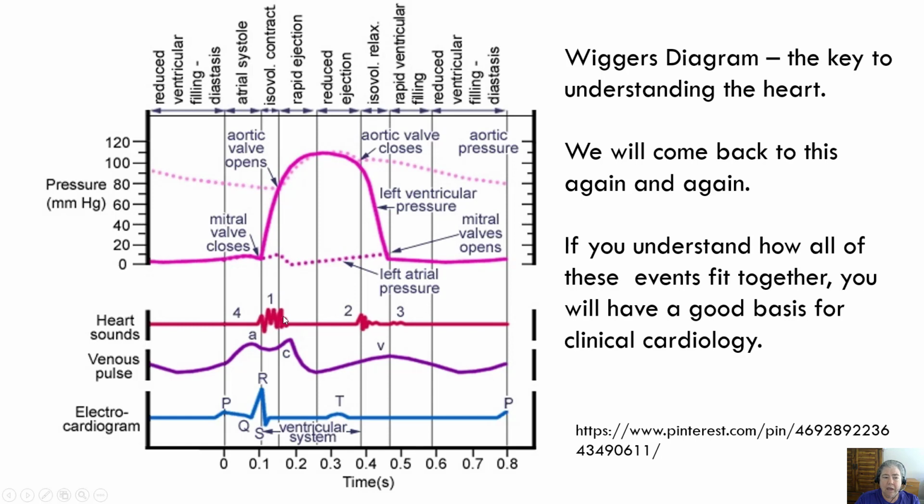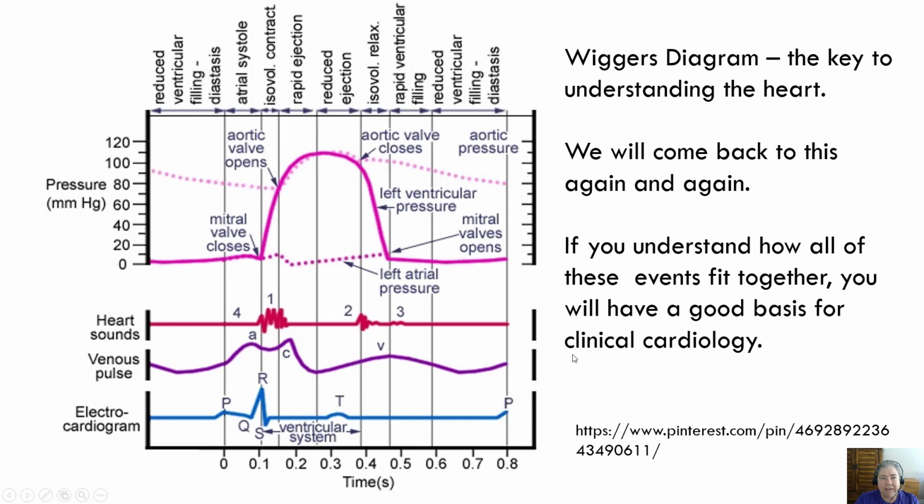We also show S3 and S4, which could occur. And we are here plotting something called the venous pulse, which is roughly the pressures in the right atrium, and they change during the cardiac cycle. The venous pulse we can observe under certain circumstances in the neck, in the jugular vein, particularly on the right, and we'll come back to that in a little while.